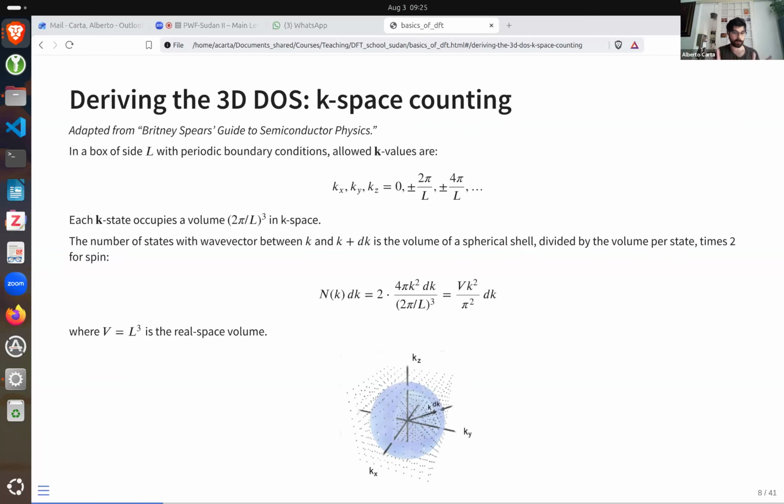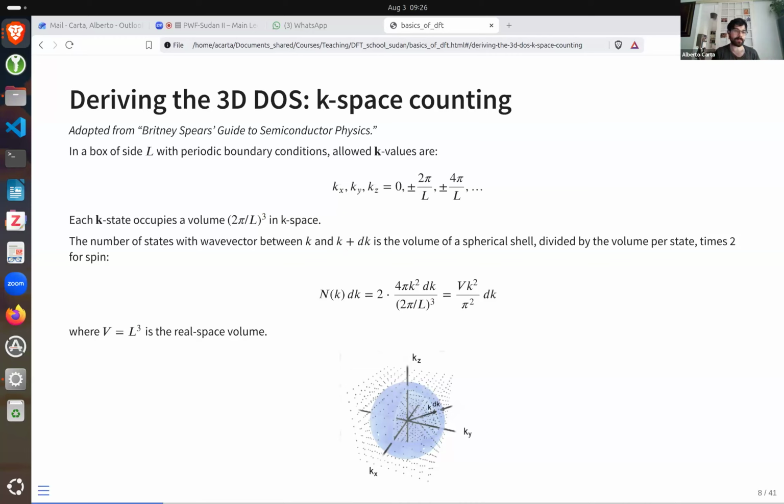The first thing I want to show you is one of these cases, maybe the most important and the most relevant for what we're going to do next: the density of states for a generic three-dimensional system. Here we're going to look at the electron gas in 3 dimensions.